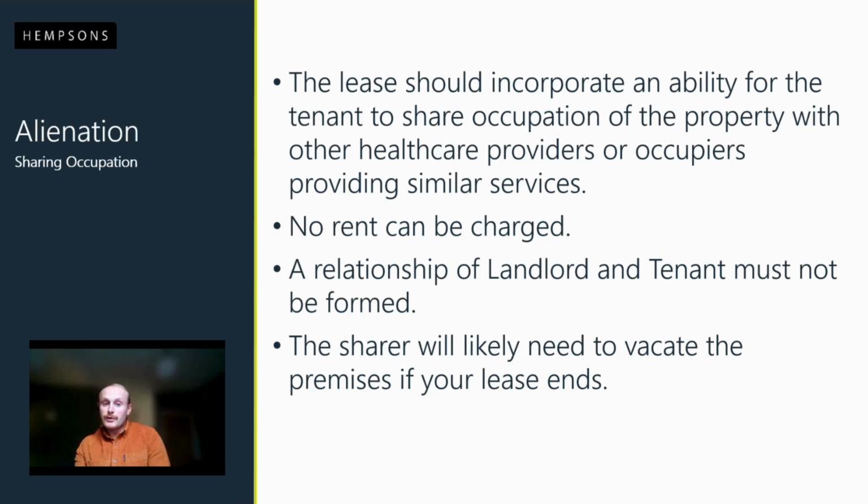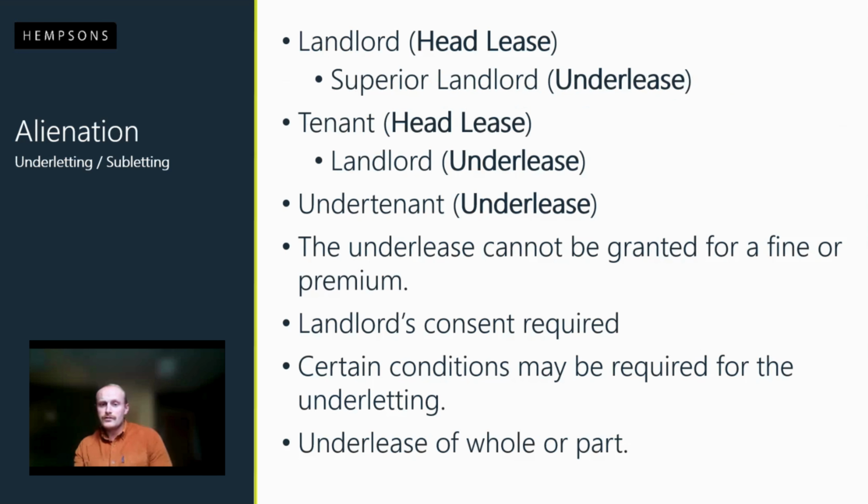Now, moving on to the last point within alienation, and the next slide is underletting. Just to quickly touch on this, an underlease is essentially a lease granted out of a lease, as opposed to the lease being granted by a freehold landowner or a tenant. As you'll see on the slide, you get the situation of a superior landlord who is the landlord to the tenant, and then the tenant who is actually a landlord themselves to an under tenant. So you get these two different leases in play.